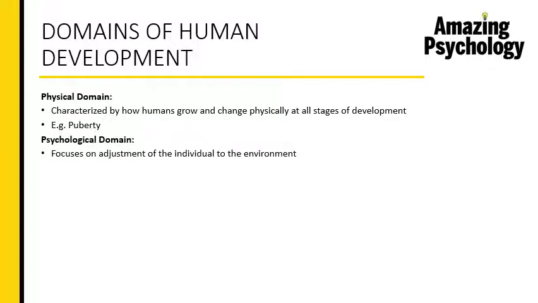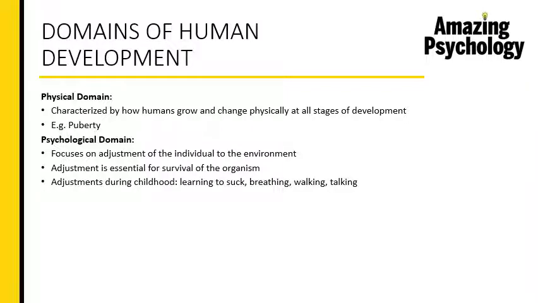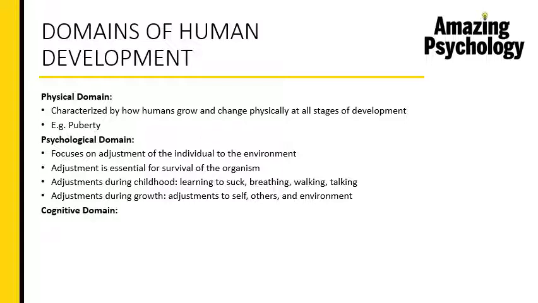Now there's a psychological domain, which is again a question of how the human being changes psychologically as they develop. It focuses on how much the individual is capable of adjusting to the environment that they are living in, because adjustment is very, very essential for the survival of any organism, and in the same way for a human being as well. Now the kind of childhood adjustments that you require a child to have is learning how to suck, then there's breathing, walking, talking. All of these are adjustments to the environment that a child needs to learn in order to survive. When you move into adulthood, or the period when they grow, there's adjustment to self, adjustment to others, and adjustment to the environment.